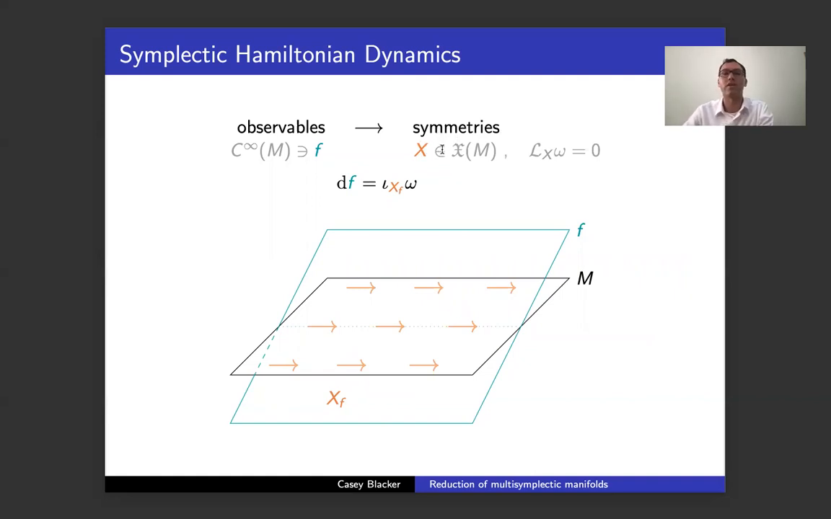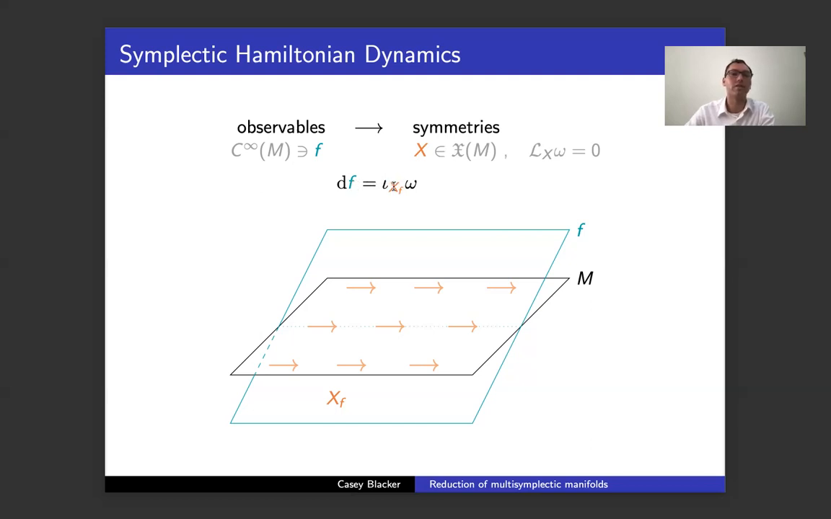So just recall that a symplectic vector field X is one for which the flow of X, on the transformation that it induces on the symplectic structure omega, preserves omega. And this assignment is characterized by the following equality.